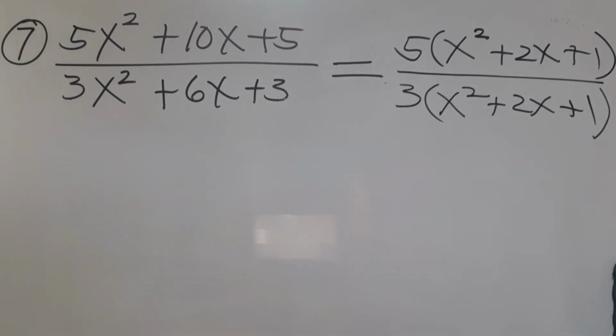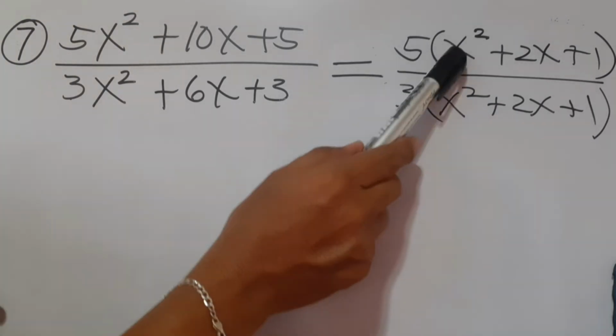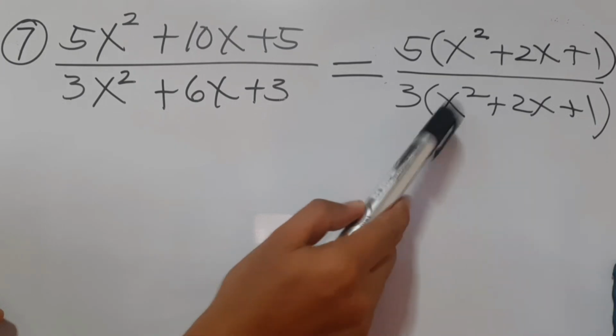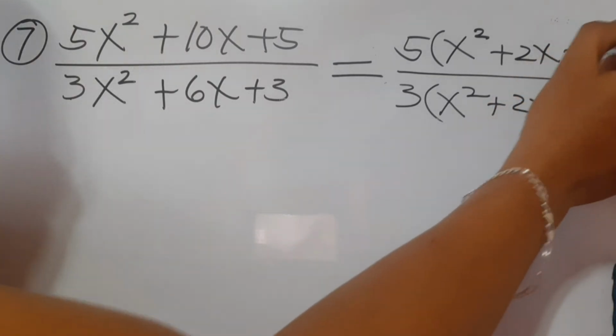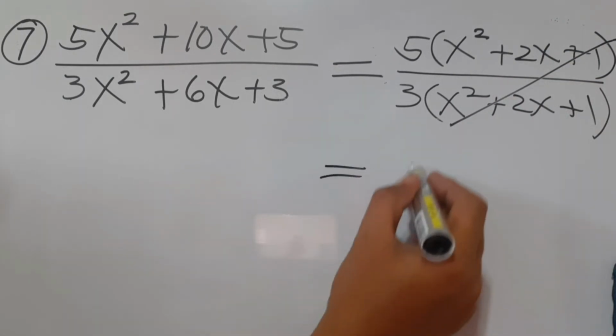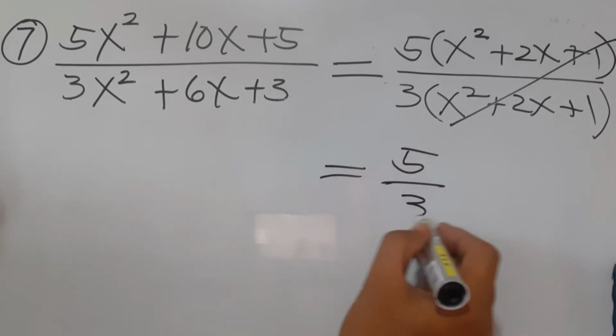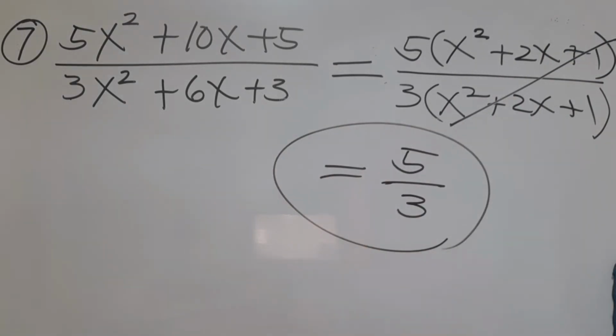After factoring using the common monomial factor, we notice that x squared plus 2x plus 1 is common between the numerator and denominator. So cancel them. So what remains is 5/3. That is the simplest form.